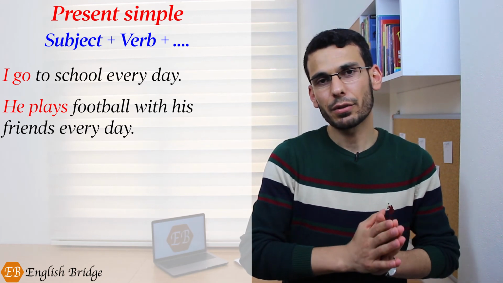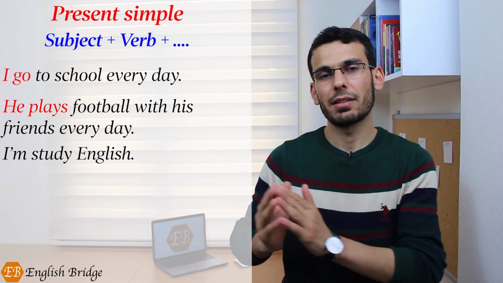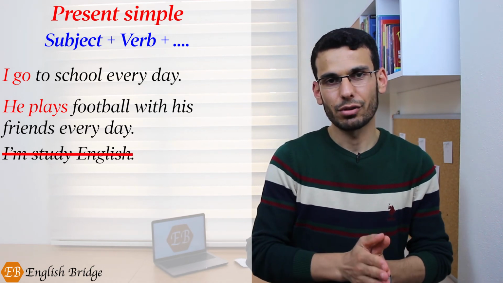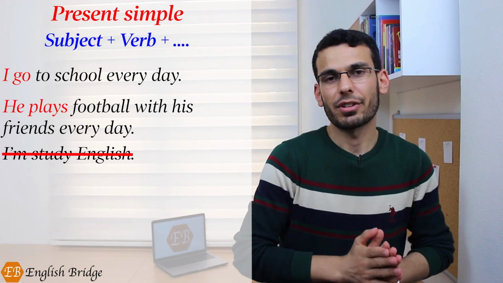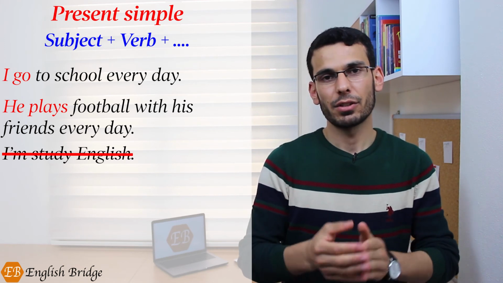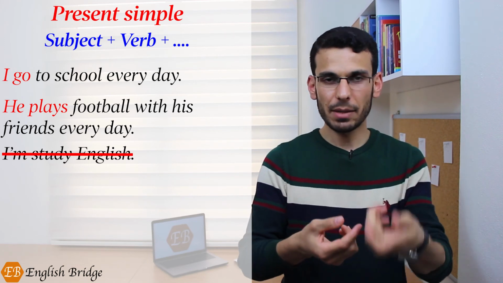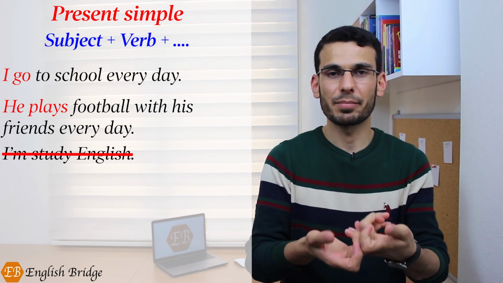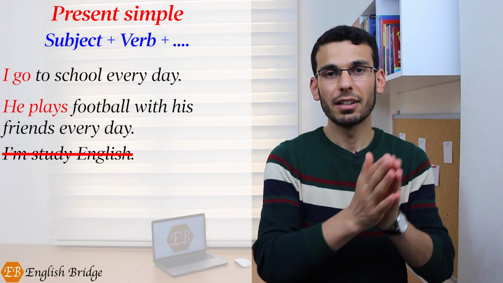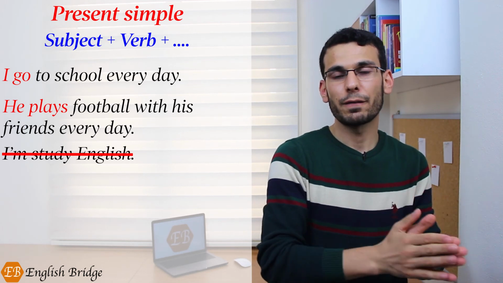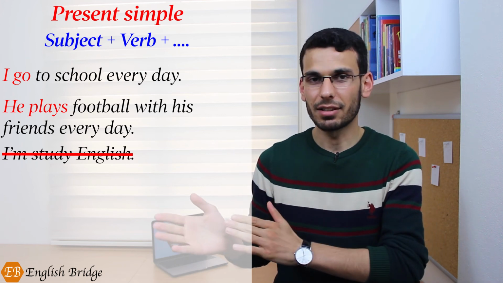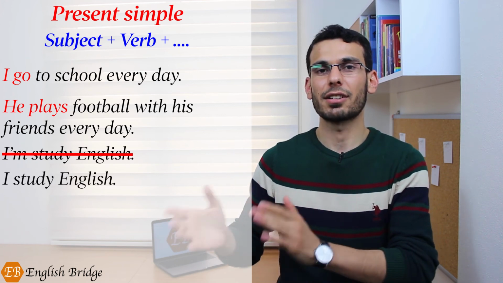But a sentence like, for example, I am study English. This sentence is wrong. Why? I is the subject. Study is the verb. So here we have am. So am is a verb and study is a verb. So we have two verbs. And this is wrong in present simple tense, because I said in present simple tense we use a subject followed by one verb and then we complete, okay? So we cannot say I am study English. We say I study English.